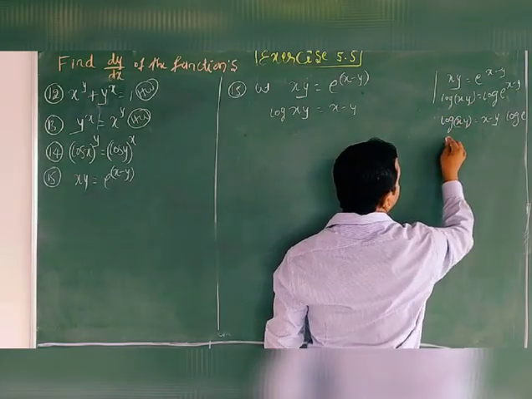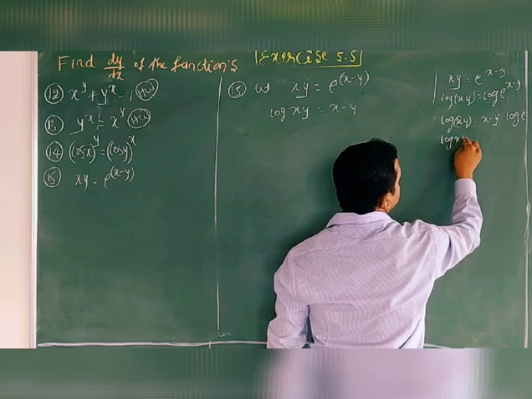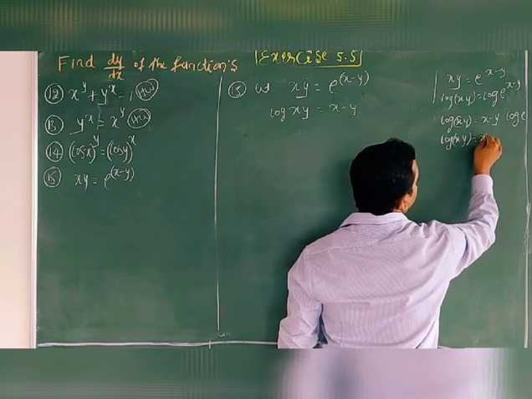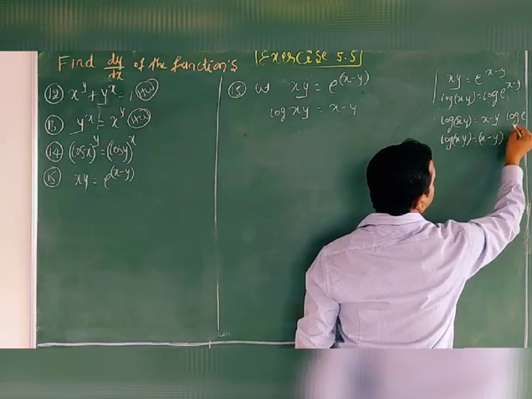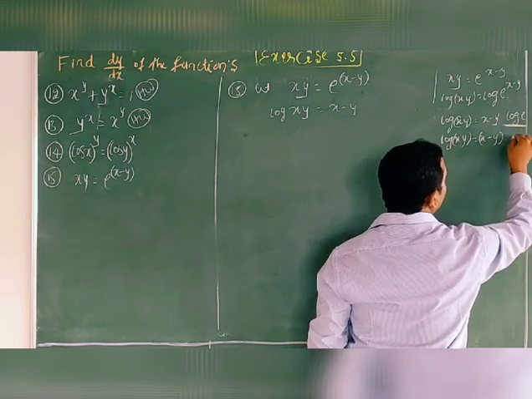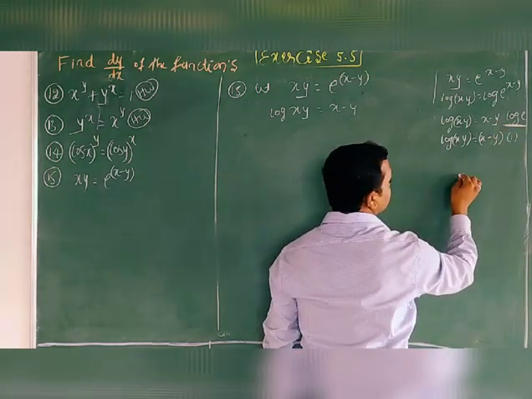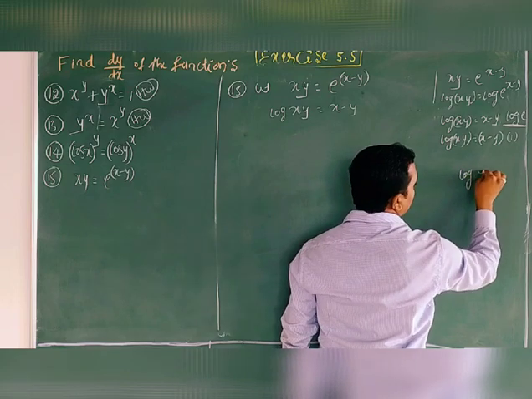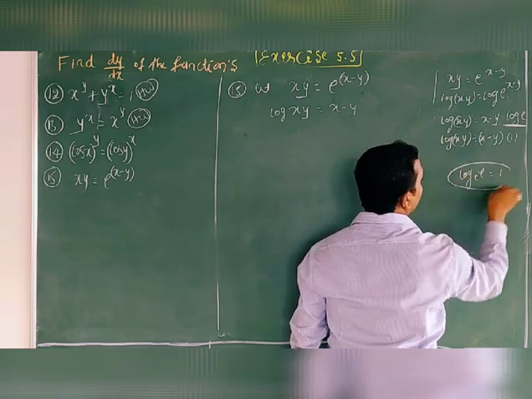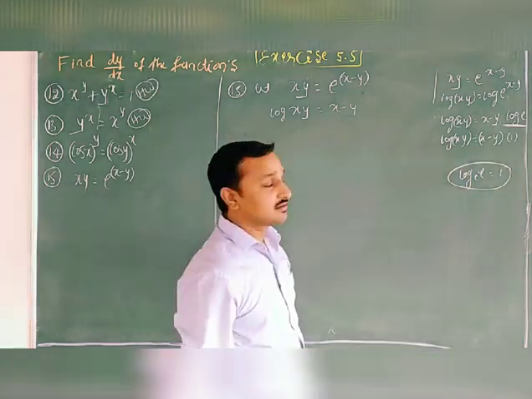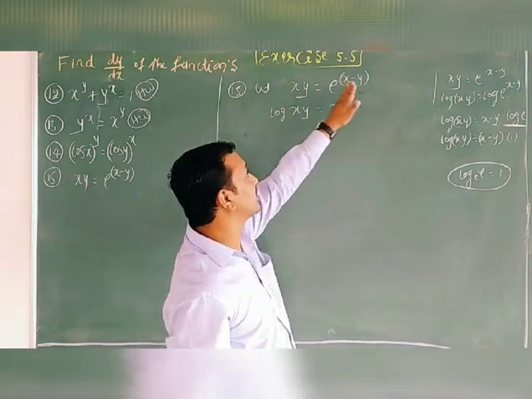Log of x into y is equal to x minus y as it is. Then the value of log e should be 1. Remember that. The value of log e to the base e is 1. Is that clear? Or else you can apply logarithm on both sides.